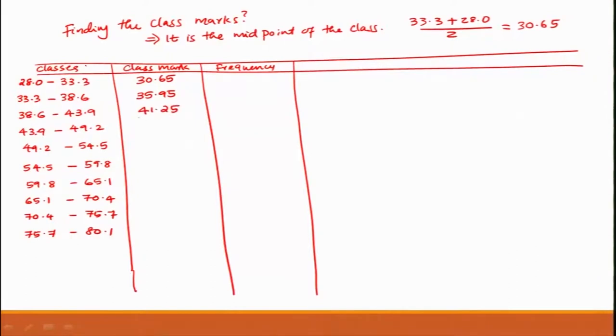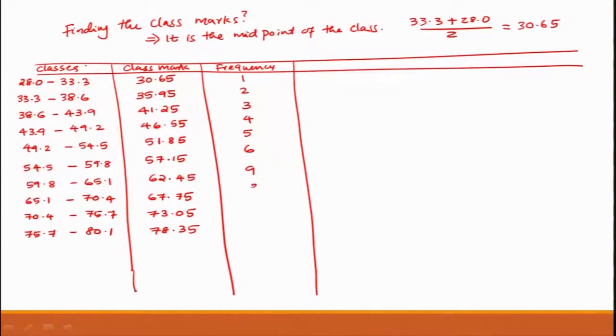Similarly, 49.2 and 43.9, if you do this, you will get 46.55. Then it is 51.85, 57.15, 62.45, then 67.75, 73.05, and 78.35. Okay. And the frequency of this is, as I said earlier, 1, 2, 3, 4, 5, 6, 9, then we have 3, 2 and 1. So this is the frequency, and the sum of the frequencies was 36.